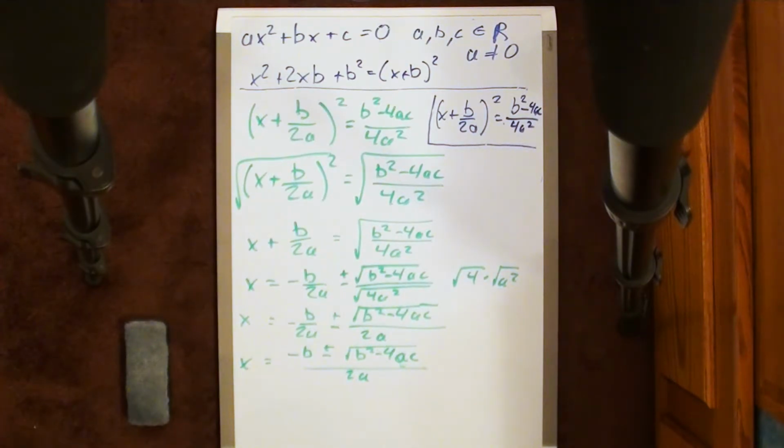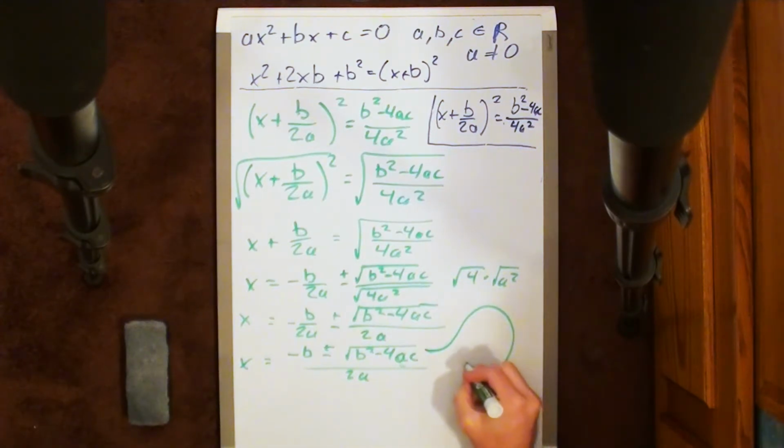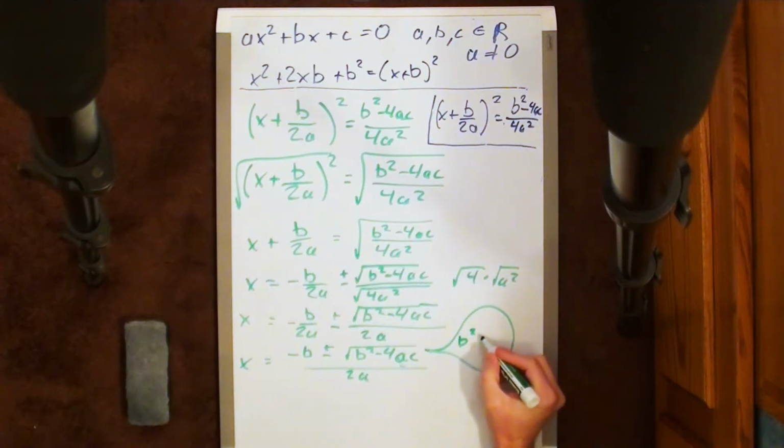Now, a couple things that you can note about this. That wasn't too long, but in order to really make this worthwhile for a lesson, we're going to talk about this right here, this piece right inside of here. So this is going to be our focus right here: b squared minus 4ac.